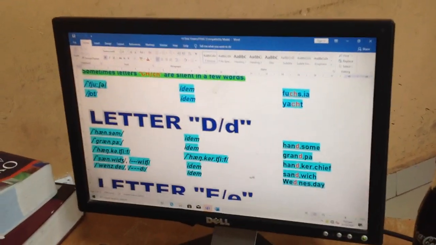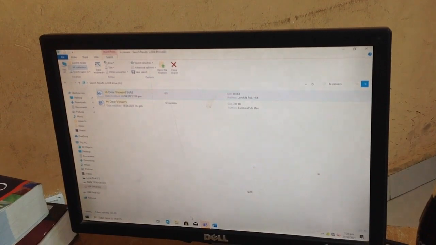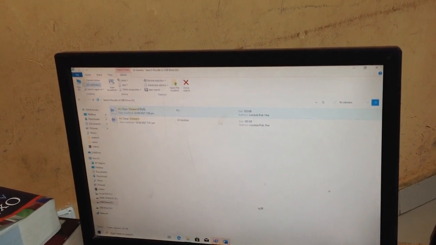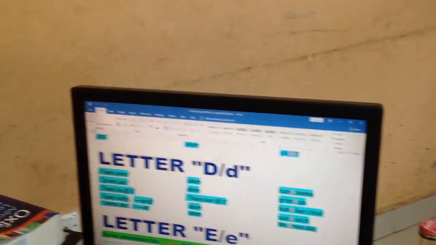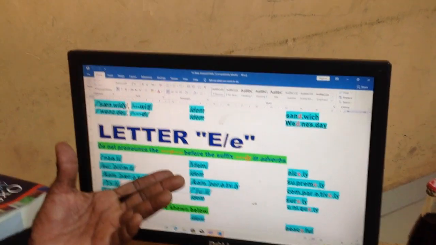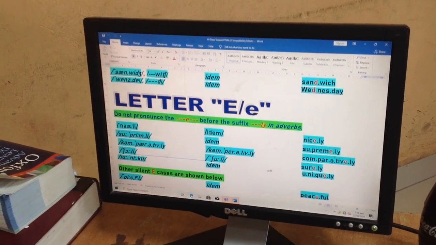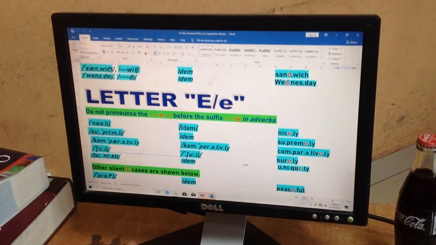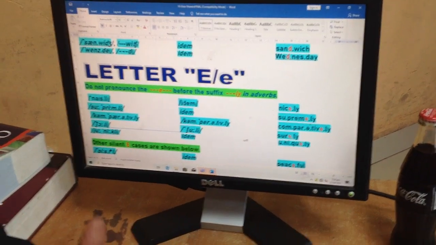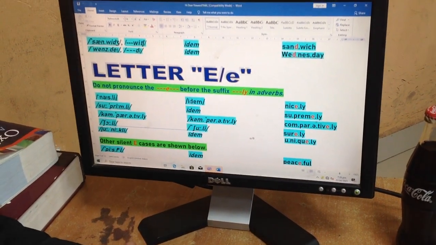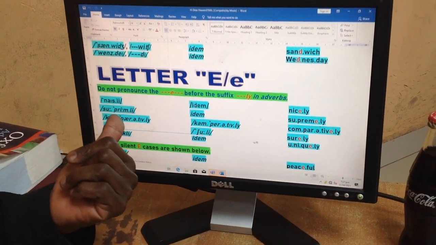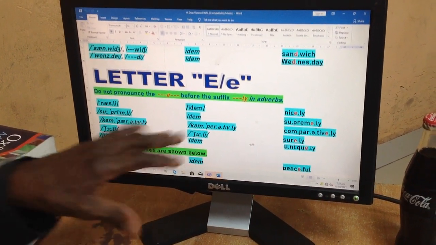We come now to letter E. Letter E has many cases of silent letters. For example, in the UK, people say advertisement, but in writing, we have an E after S before M. Americans will say advertisement. So, in the UK, that E in advertisement is silent. Other words are these.